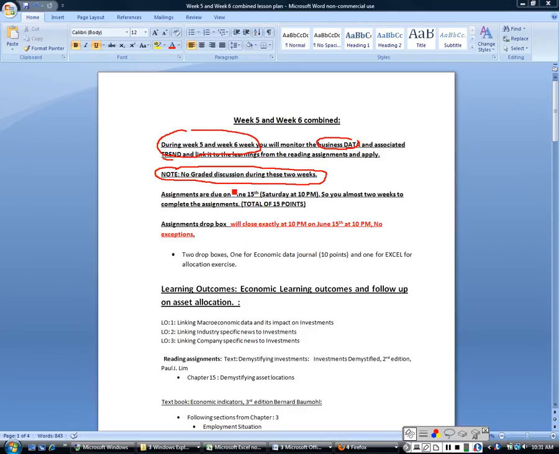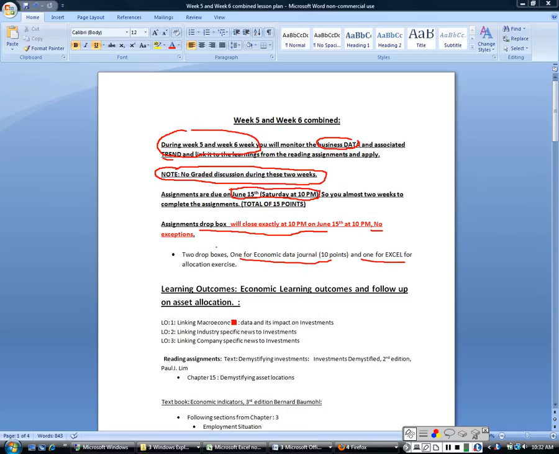Again, they are both due on June 15th, Saturday 10 p.m. Because we're now in the second half of the semester, a reminder: this is Saturday 10 p.m., not Sunday, and you have almost 2 weeks. The Dropbox will close at 10 p.m. on June 15th, and this time around there are no exceptions. There will be 2 Dropboxes, one for the economic journal, worth about 10 points, and one for the Excel asset allocation exercise.